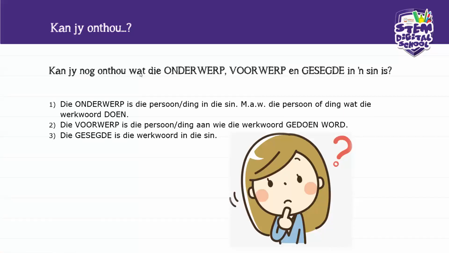So before we start with this lesson, I want to know from you guys, because I asked you yesterday to go and have a look at Stompie before today's class. Now I want to know, are you guys familiar with what 'n onderwerp, 'n subject, 'n voorwerp, 'n object en 'n gesegde is in 'n sin? I'm sure that you guys are. Do you know what an object, subject, and verb is in a sentence? You can just give me a yes or no there in the chat box. Can you guys remember what that is?